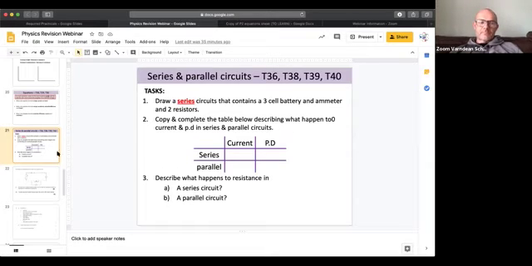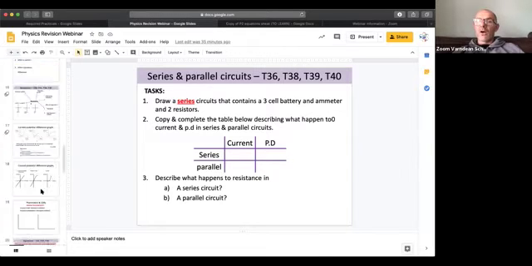3-cell battery. So you'll have looked up what a cell is, and a battery is just more than one cell put together. So you need to look up and revise series and parallel circuits, and then see if you can draw them. That's the whole of the revision.